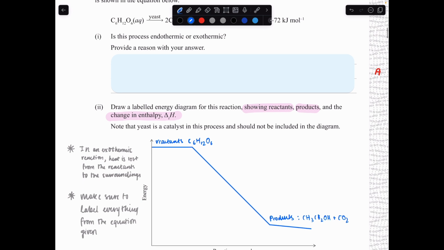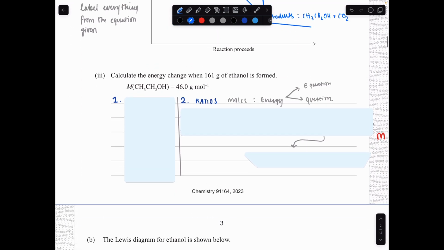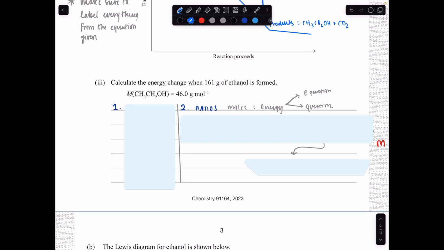cool. So we've done reactants, we've shown the products, and now we need to just label the enthalpy. So the enthalpy is the change in energy, which is over here, and that is negative 72 kilojoules per mole. Cool, so we've labelled everything now. Fantastic. Next question. Calculate the energy change.